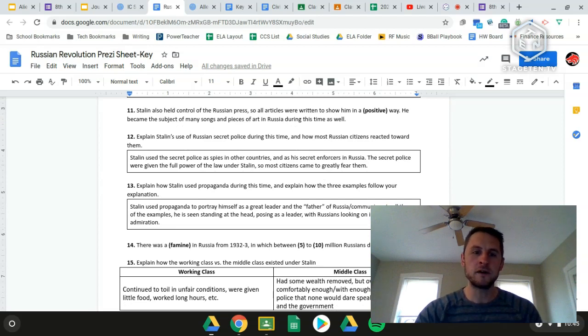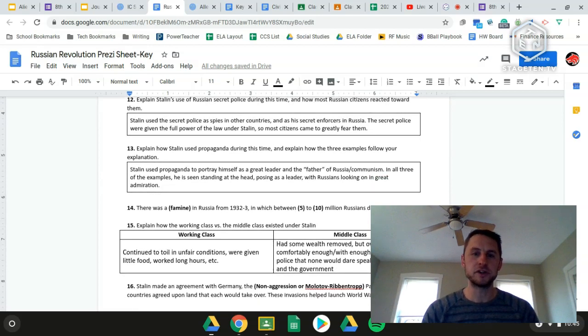Number 12, Stalin would use the secret police like his secret enforcers. They weren't so much there to enforce the law, but to enforce loyalty to Stalin. He also used them as spies in other countries. They were given full power under the law, so most Russian citizens would greatly fear the secret police during this time. They were kind of Stalin's military arm, but not actually part of the military.